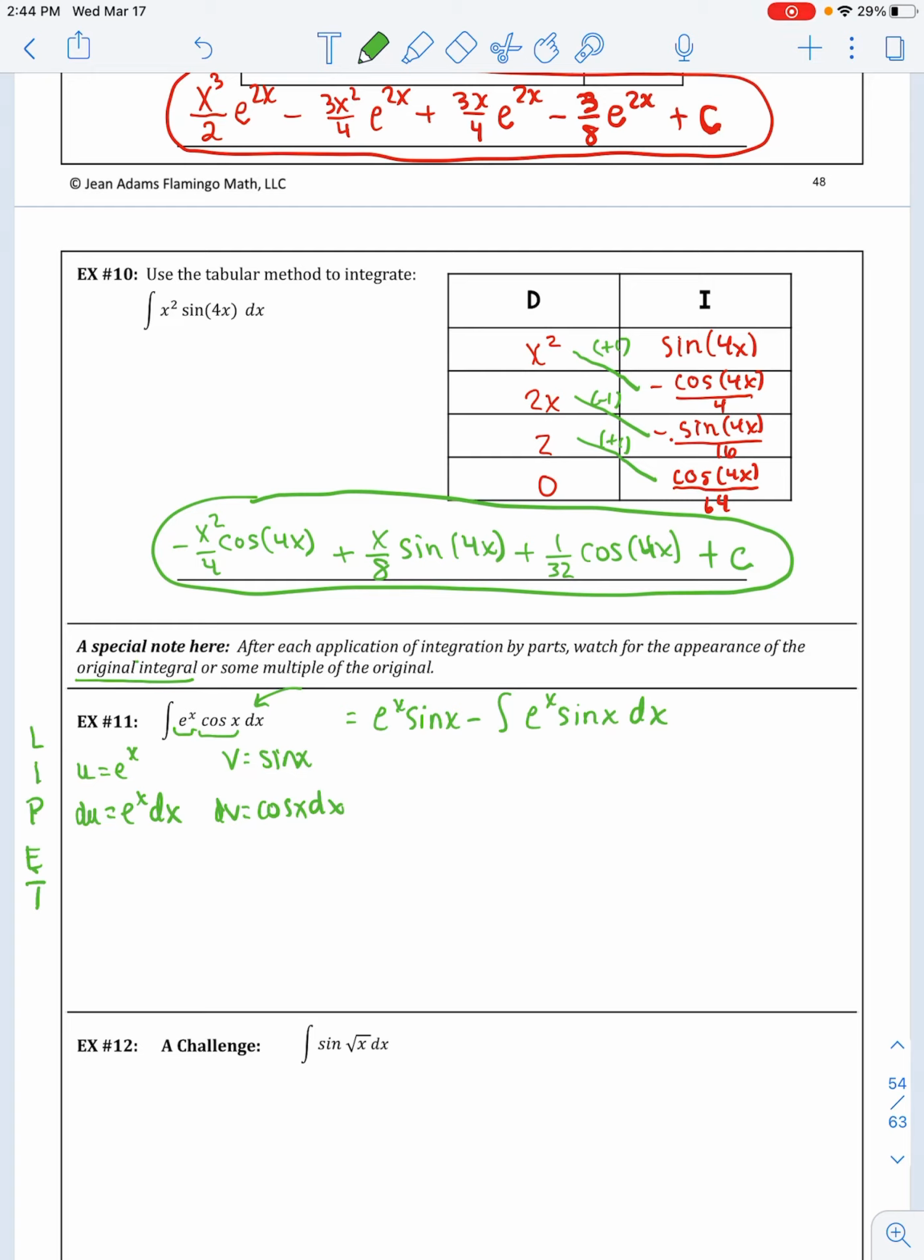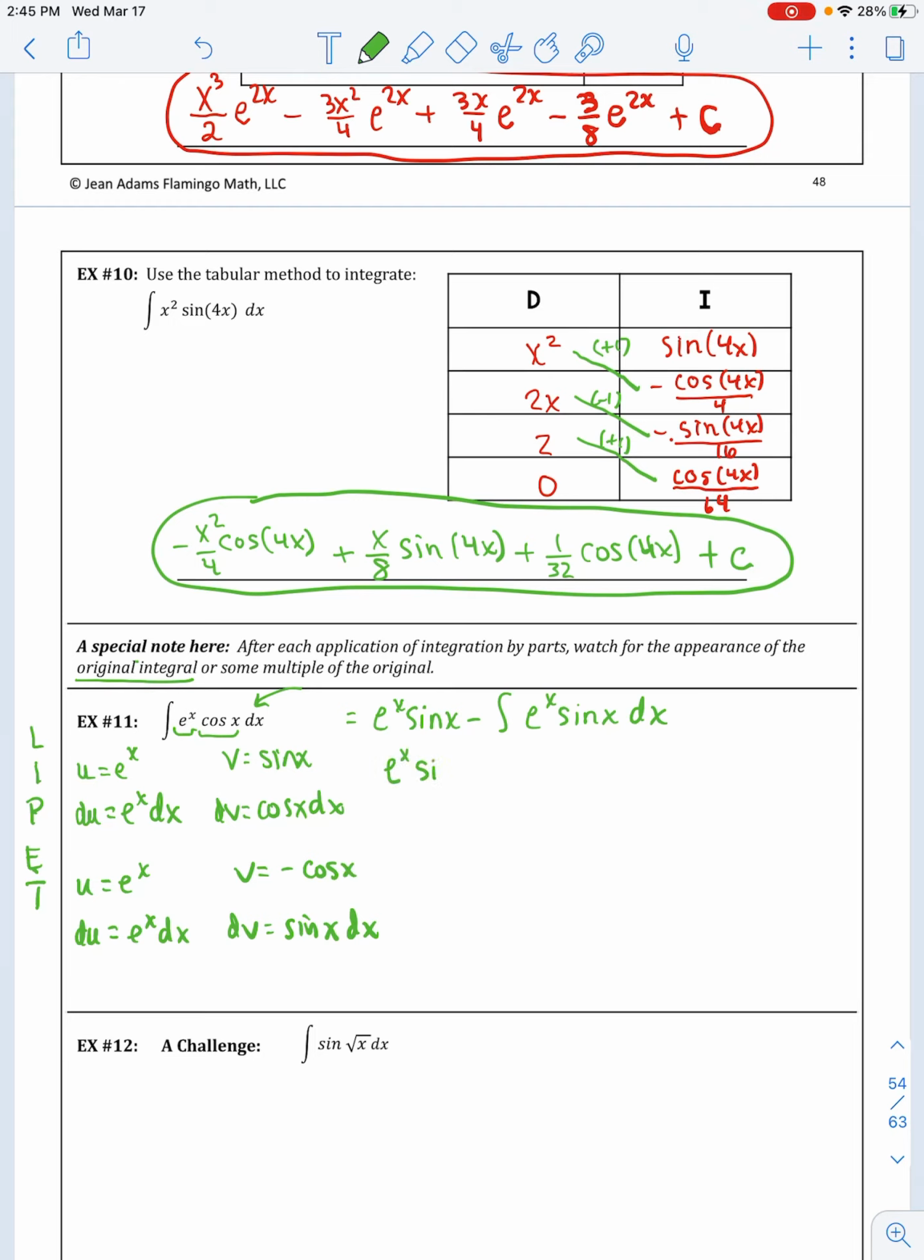And now we're going to, again, we've got e to the x as our u. So our du is going to be e to the x dx. Our dv then would be sine x dx. And if we integrate both sides, we get negative cosine x.